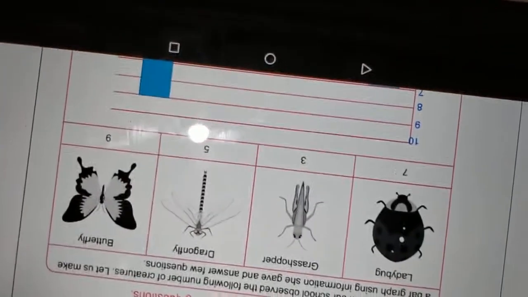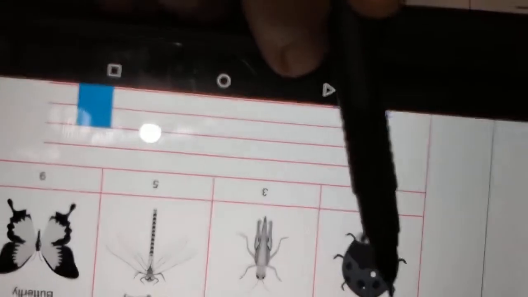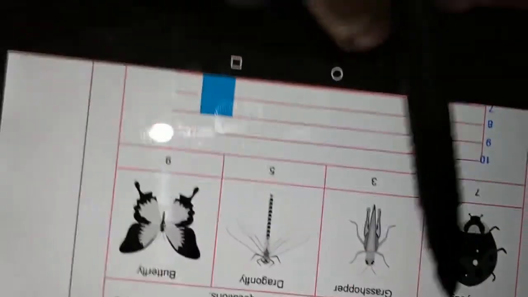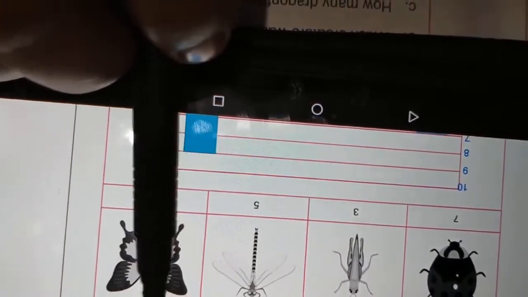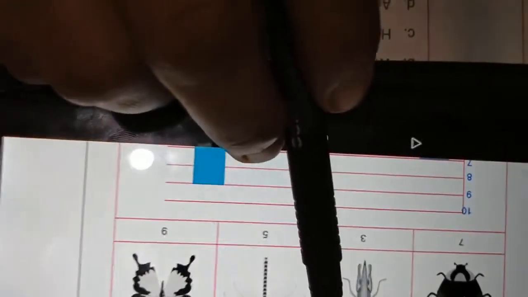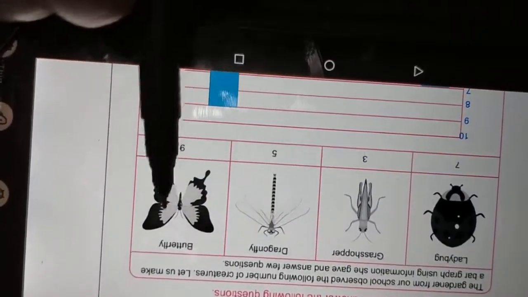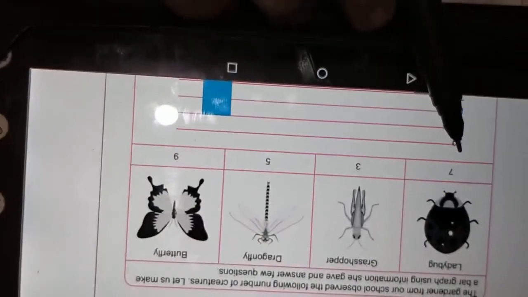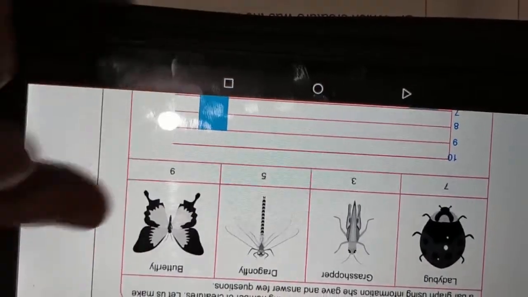Okay students, now look at this, worksheet number 23 is there. Draw the bar graph and then answer the following questions. The gardener from our school observed the following number of creatures. Let's make a bar graph using the information she gave, then answer the questions. So in that, here are the ladybird, grasshopper, dragonfly and butterfly. There are 7 ladybirds, 3 grasshoppers, 5 dragonflies and 9 butterflies.